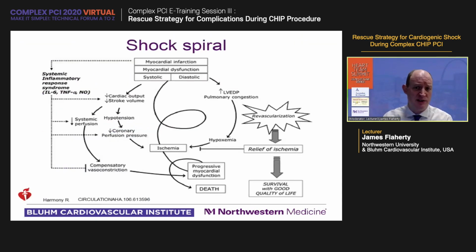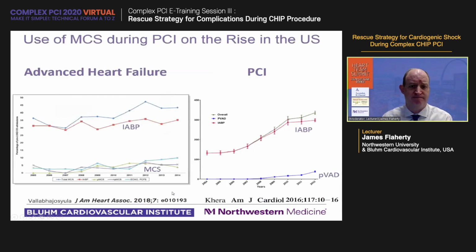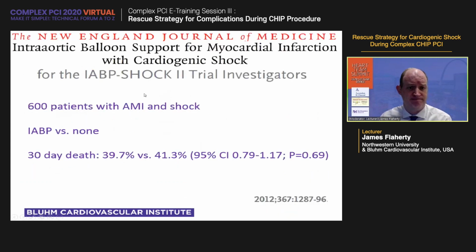And once somebody goes into shock, there is a sequela, the spiral they may call it, with increased filling pressures and ischemia, and it's a vicious cycle that you need to get out of. The use of mechanical circulatory support in the US has risen in the last decade, both in heart failure patients and in PCI cases, with more use of balloon pumps and peripheral VADs. This may reflect availability of devices and also the increased complexity of CHIP patients.